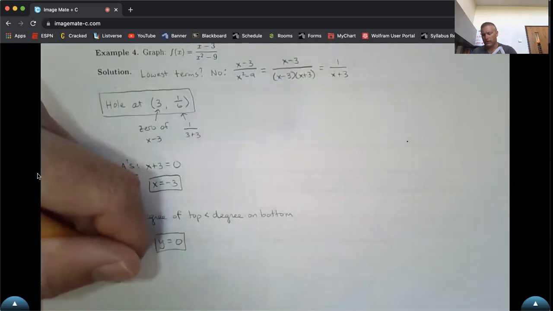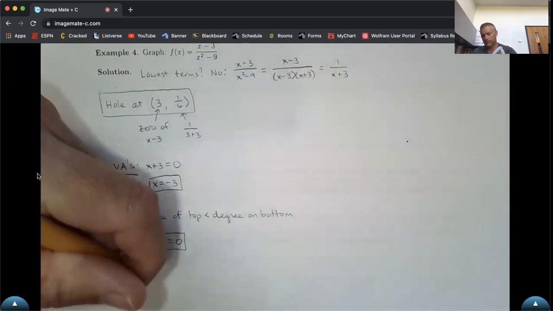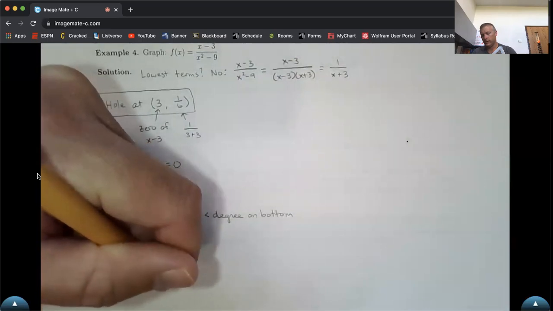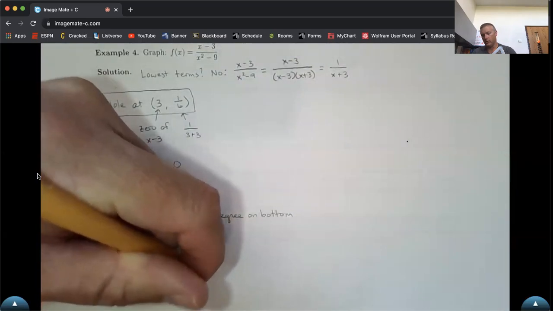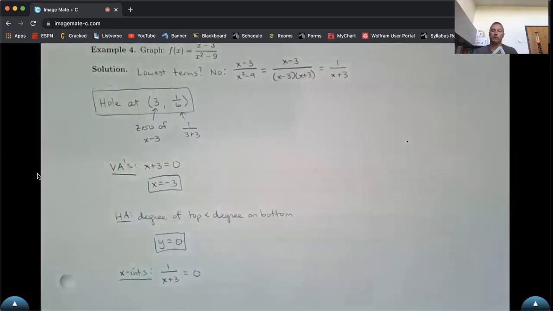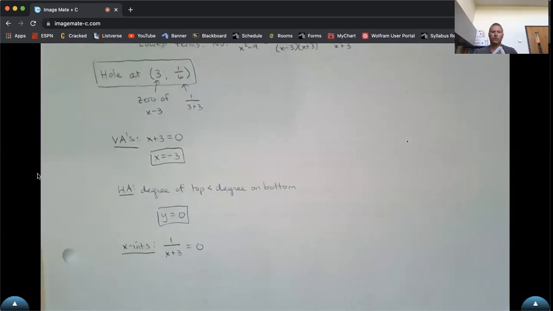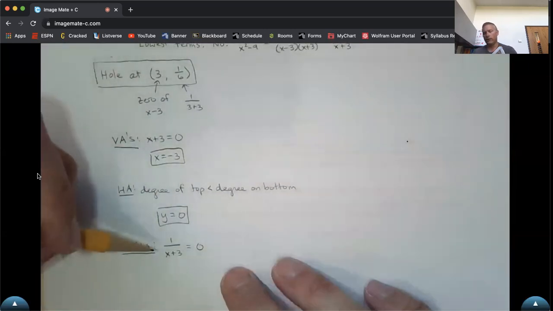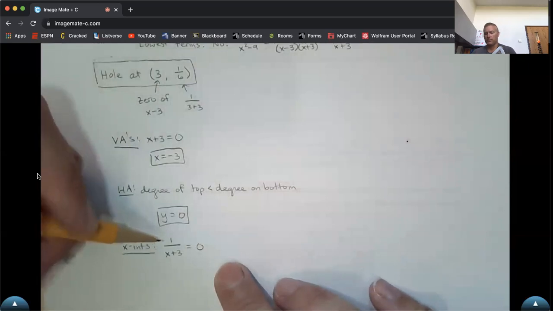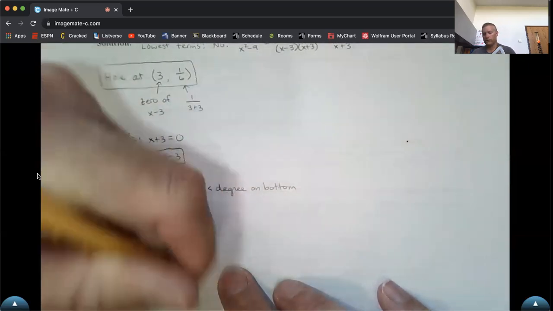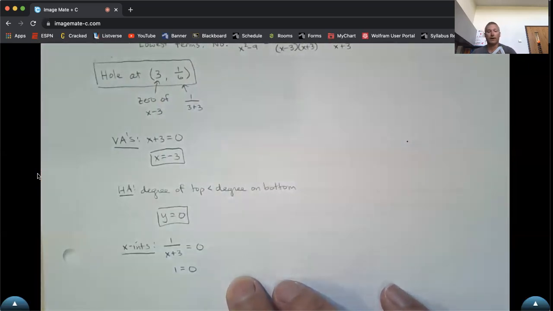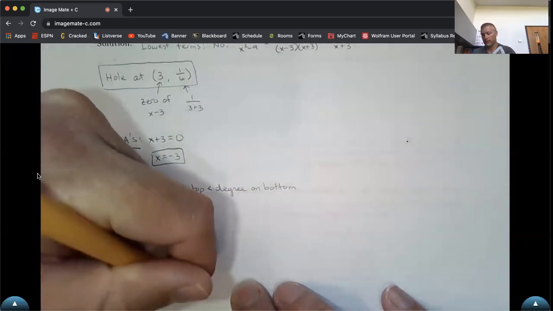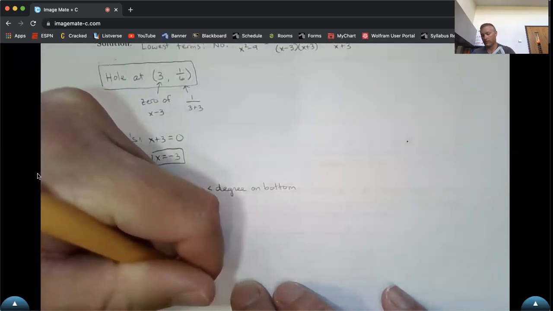Next, we look for any intercepts. So we set y equal to 0, and y is equal to 1 over x plus 3. The only way a fraction can be 0 is if the top is 0. So that would require 1 equals 0. And of course, that's not going to happen. So in this case, there are no x-intercepts.